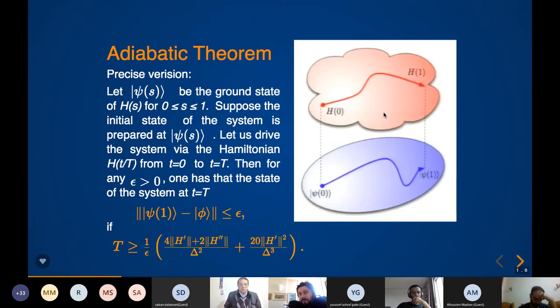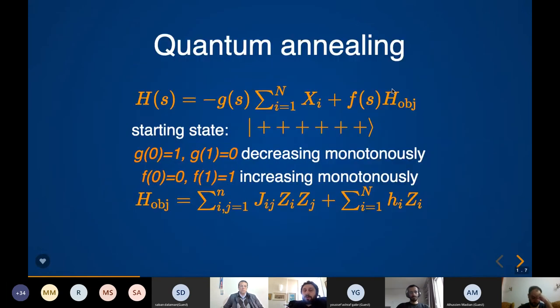It says that basically, if your system is evolved slowly enough, then you stay and you will remain in the ground state of the instantaneous Hamiltonian operator at each time t. So of course, this is a very, very strong statement, because many of the problems in optimization theory can be recast actually as a so-called QUBO problem.